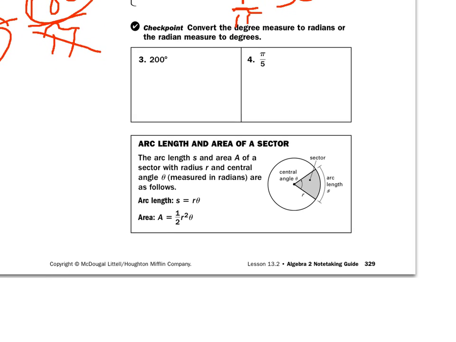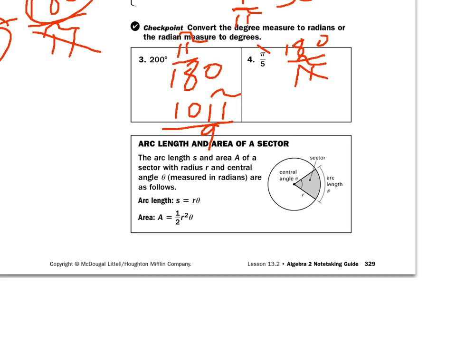All right. Hopefully, when you paused it and did these, you just multiplied 200 times pi over 180. And we always keep these in fractions, and we keep them in terms of pi, so it's 10 pi over 9. And you multiplied this one here by 180 over pi, and the pi's cancel out, and you ended up with 36 degrees.